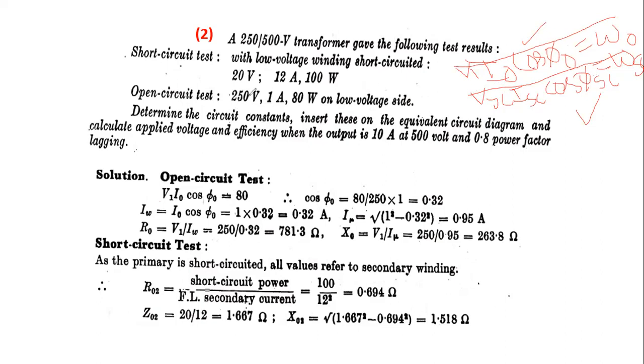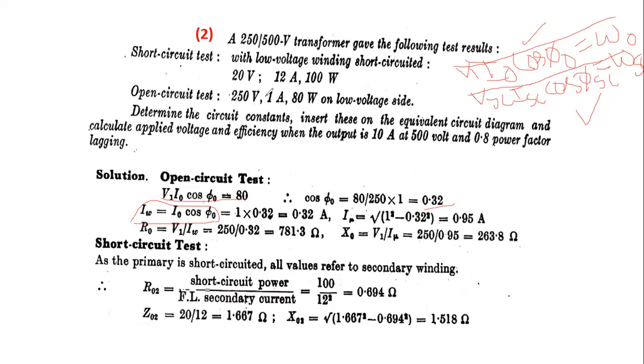That is 250 and I is the 1. We are substituting all the values in this equation and then we obtain the cos phi naught value, that is 0.32. Next we calculate the IW. What is the formula for IW? That is I naught cos phi naught.